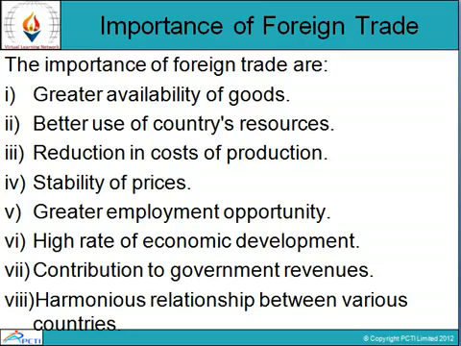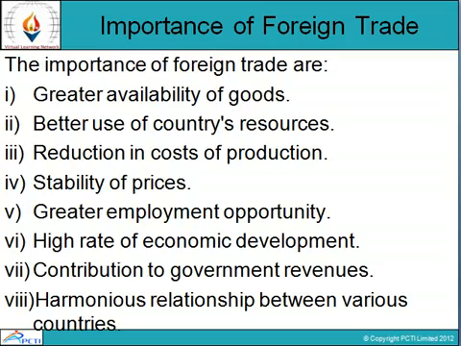The second point is better use of country's resources. Foreign trade helps in the utilization of a country's resources in the best possible manner. In many cases, we have read that domestic industries depend upon foreign markets for the disposal of their production. For example, the jute and tea industries of India depend largely upon the export markets.